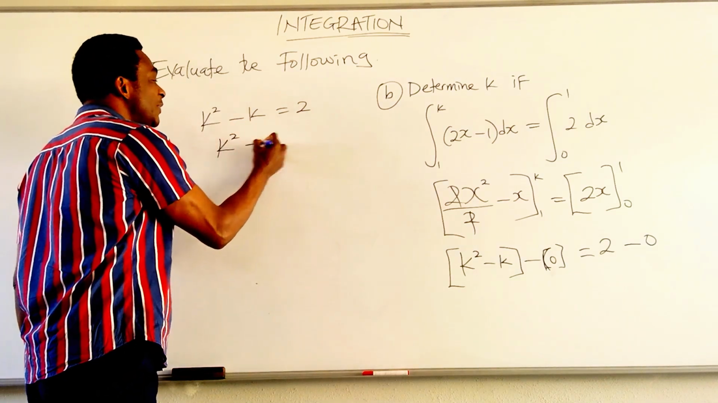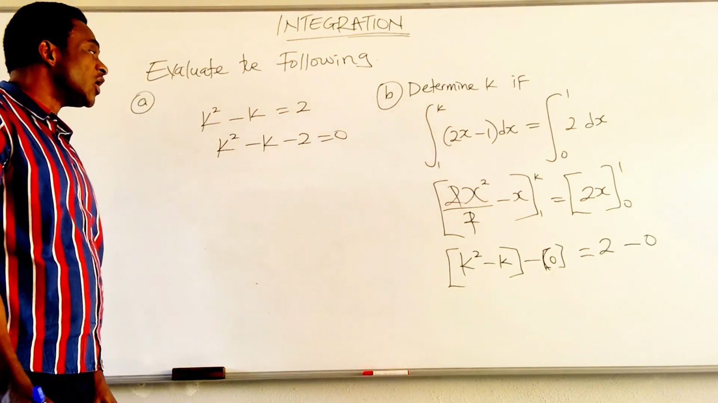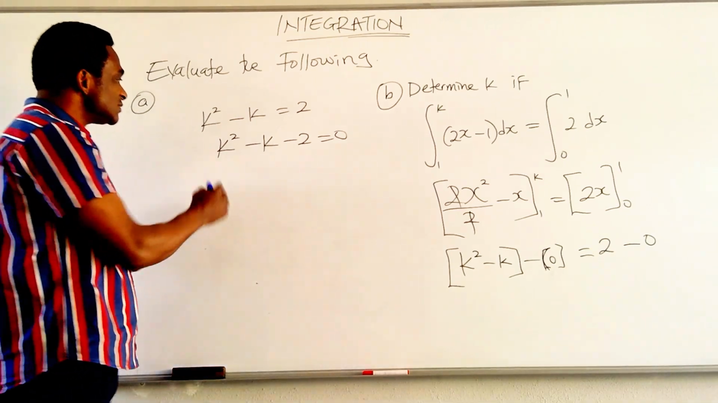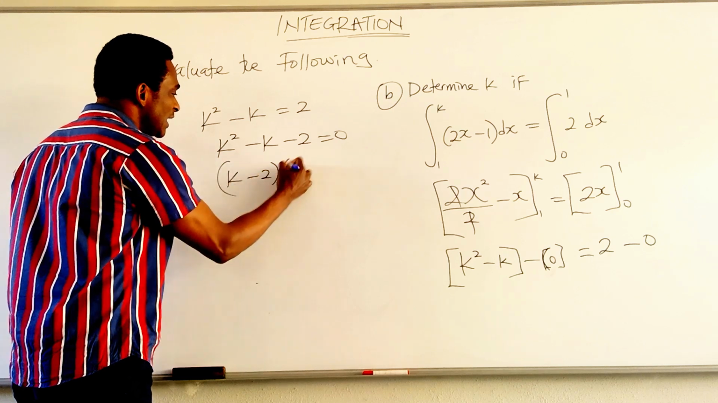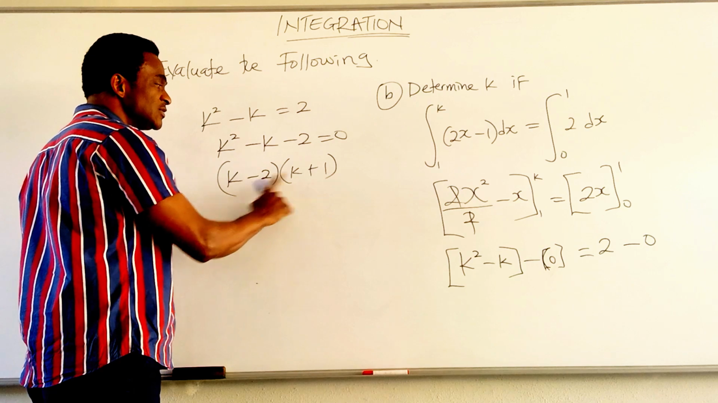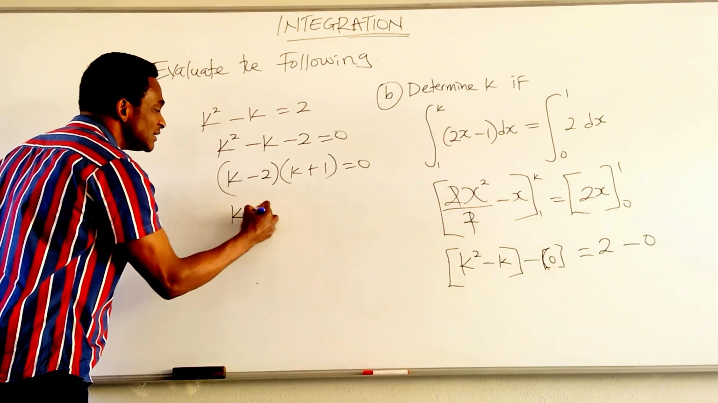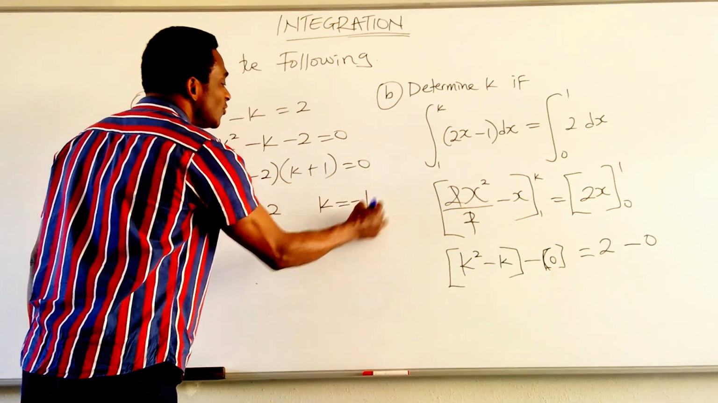This is a parabolic function, so we check if we can factorize. Now let's look at the factors here. If we use k minus 2 and k plus 1, minus 2 plus 1 gives us minus 1, minus 2 times 1 gives us minus 2. So these are the factors. So k can either be 2 or k can be negative 1.